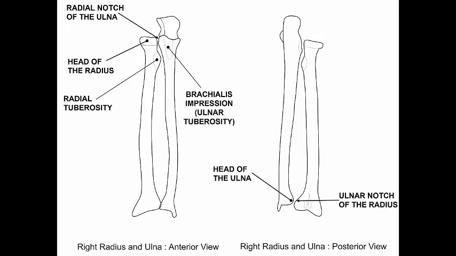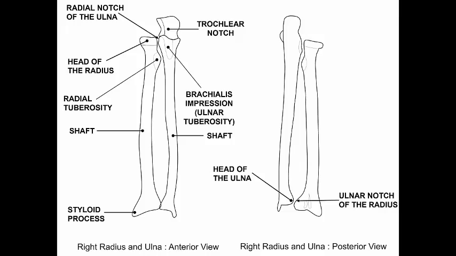We have a similar bump on the ulna known as the brachialis impression or ulnar tuberosity, and this is the site of attachment for the brachialis tendon. At the proximal end, we have the trochlear notch, which is the site of articulation for the humerus and also contributes to the elbow joint. As we move along these long bones, they both have a shaft, which is where the interosseous membrane attaches between the two bones. And finally, at the distal end of both bones, we have a styloid process.